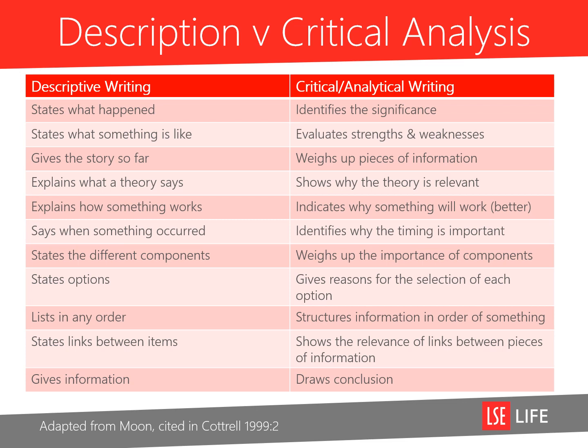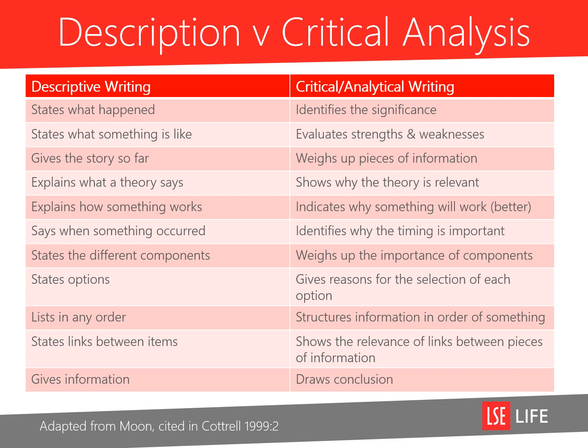So I'll look at a couple of examples and you can look at the rest in your own time. Let's have a look at the first one. Descriptive writing is when you state what happened, whereas critical or analytical writing identifies the significance of that event. So you can see the difference here. Describing is just saying this happened, that happened, whereas a critical or analytical approach would say why this event is important.